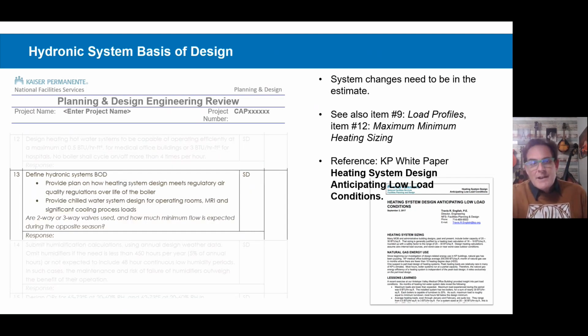Then this kind of goes with the previous item, but it's the hydronic system basis of design. We need to have that nailed down. So if you're going to do that turn down to 0.5 BTU per square foot for a heating system in summer conditions, that means that your flow rate also needs to be able to turn down to that level. And that's a very small number. So we've seen in a lot of cases, if you simply count up the 3-way valves, that's way too much flow. And of course, this is not just heating.